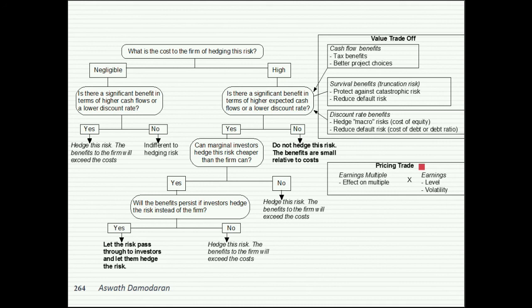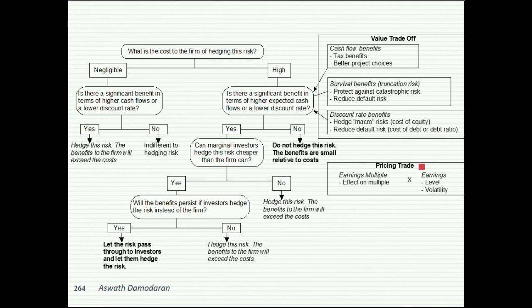If it costs you to hedge risk, the question I'm going to ask you is, is there a significant benefit you can point to? It can take the form of higher cash flows in some cases, a lower discount rate in other cases, or if you're a very highly levered oil company, I can see why you might want to hedge some of your oil price risk so that you don't go bankrupt. So if there's a benefit, then I'm willing to cut you some slack, but then I'm going to ask you a final question. Could your investors have hedged this risk more cheaply than you do?